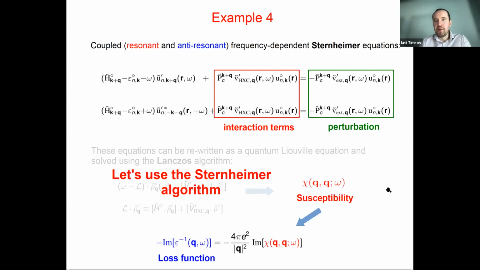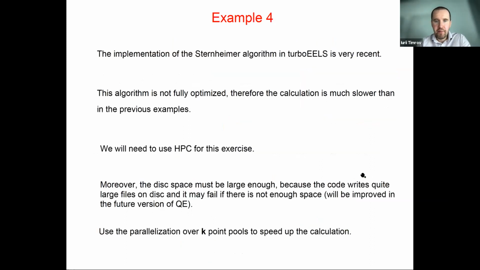So even though it's slow, we can see that this method gives exactly the same spectrum as Lanczos. So the two methods are very different, but they give exactly the same spectrum. This is very interesting, and we want to check that.